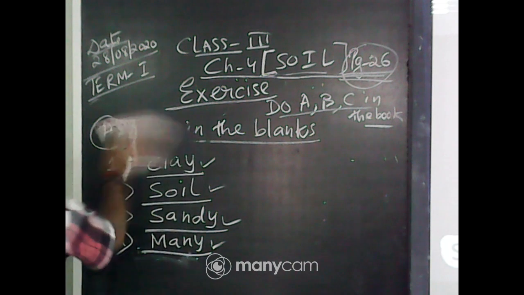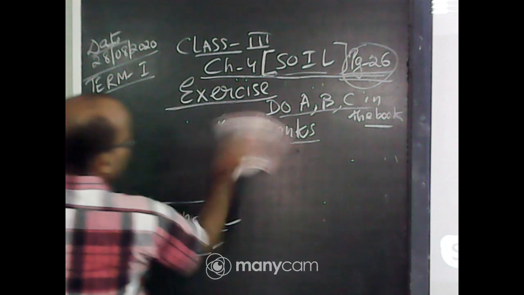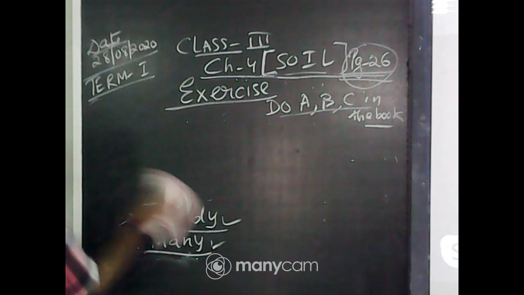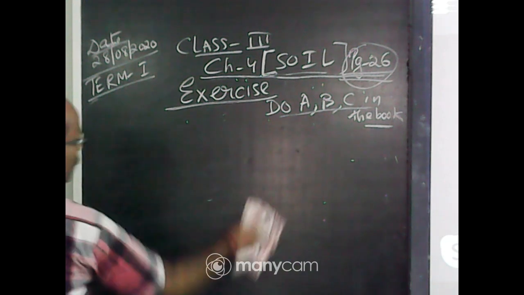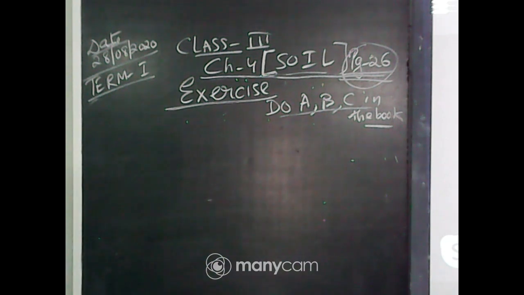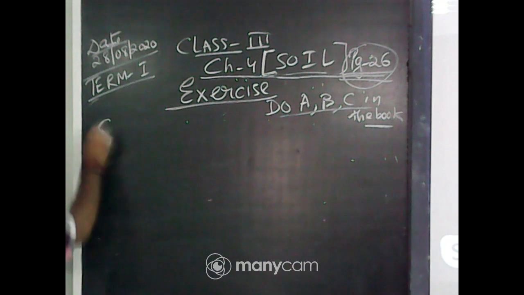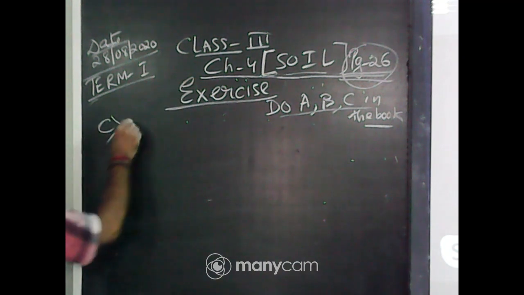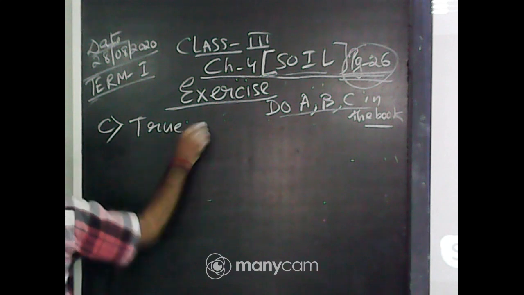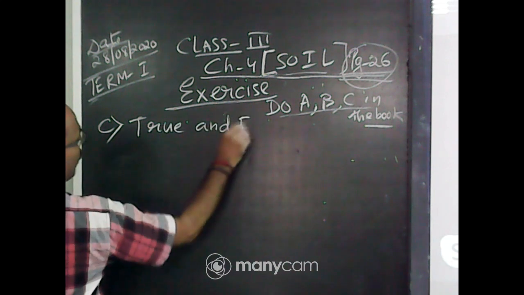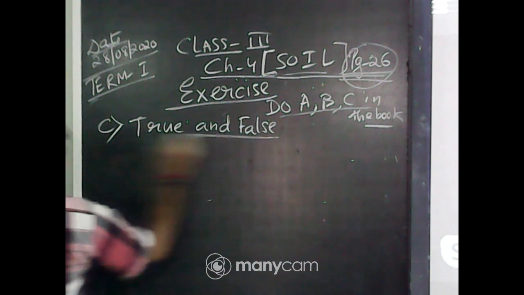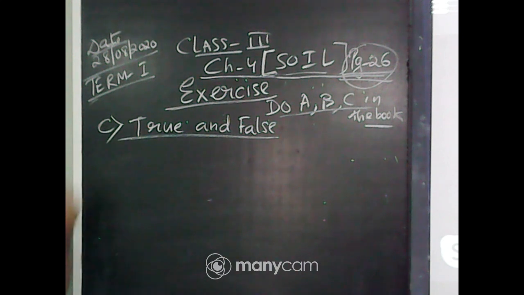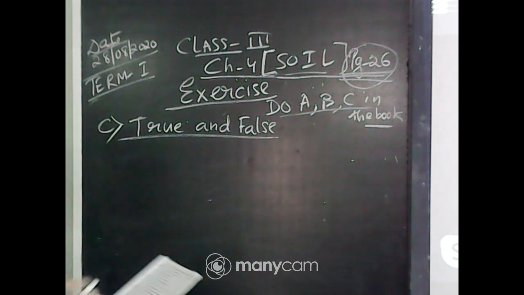We will go to number C. We will solve number C now. C is your true and false. You have to write T for true and F for false.